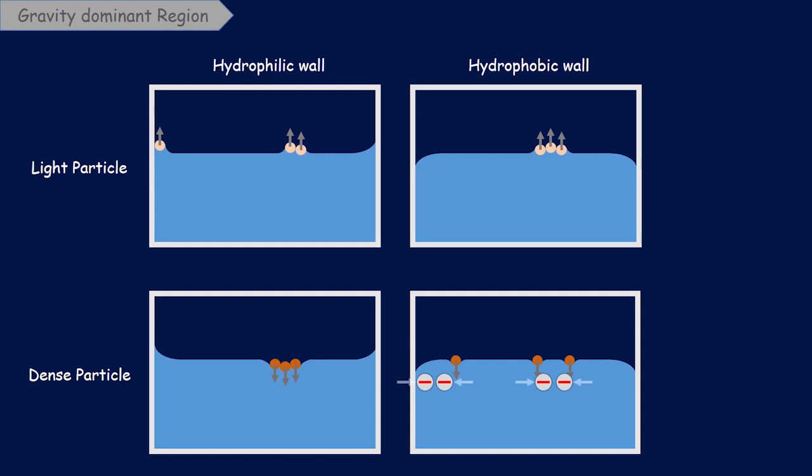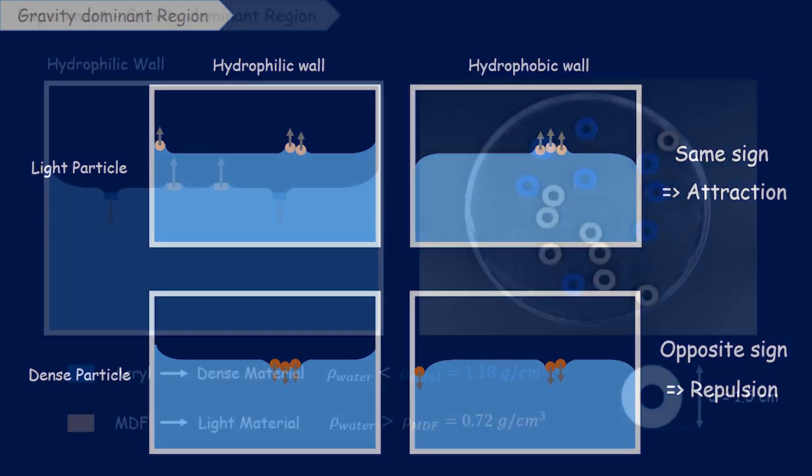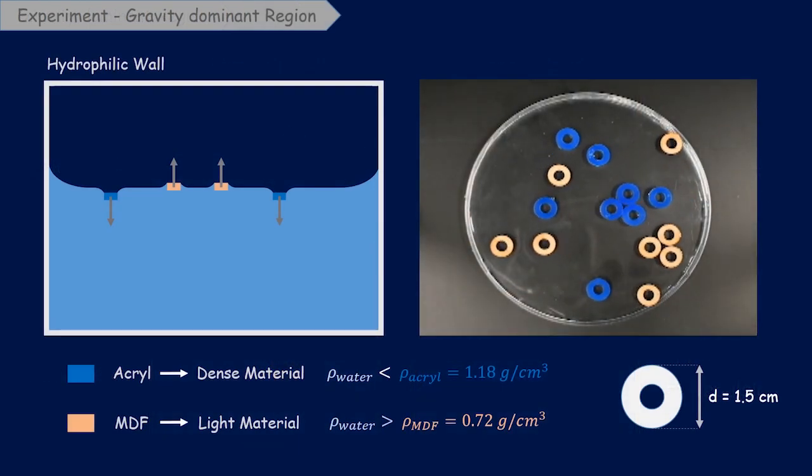In the last case, every meniscus has the same negative sign and they all attract each other. From the result, we can conclude that if two menisci have the same sign, they attract, and if the signs are opposite, they repel each other. Let's compare our prediction with the experiment.